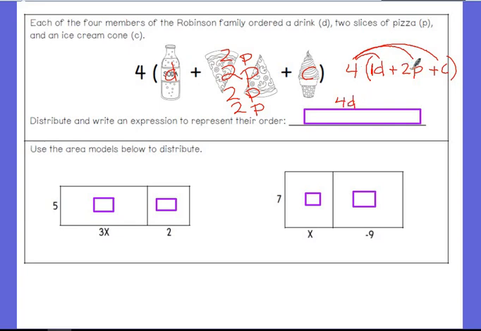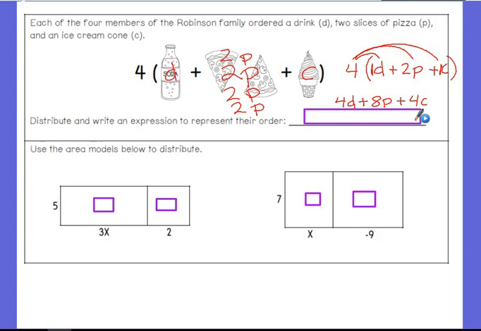4 times 2P. 4 times 2 is 8. So I have, my bill is added, I have 8 more pizzas. Then 4 times, this is a plus, so I'm bringing a plus down. 4 times, there's an understood 1 there, so 4 times 1 is 4 ice cream cones.